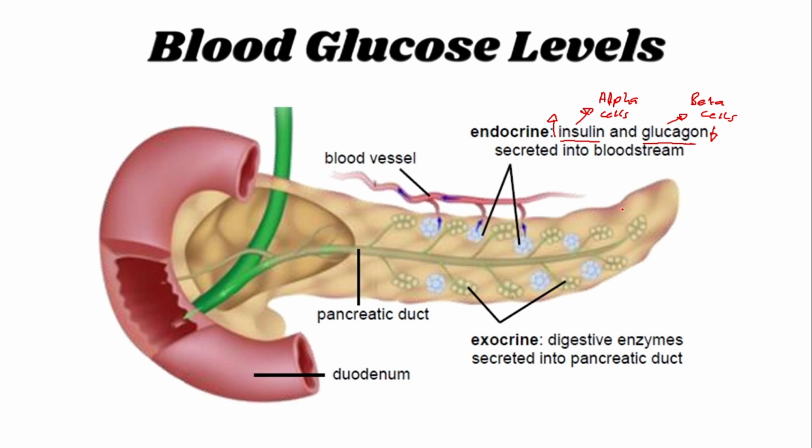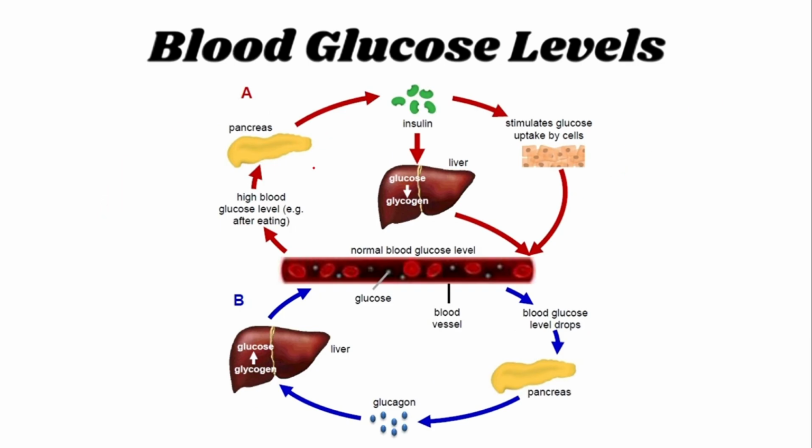Okay, so what are the functions of insulin and glucagon? So let's look at that and how they affect the negative feedback. Okay, so can you see over here, we have a normal blood glucose level, and now an imbalance is detected when high blood glucose levels occur. For example, after you've eaten something, okay?